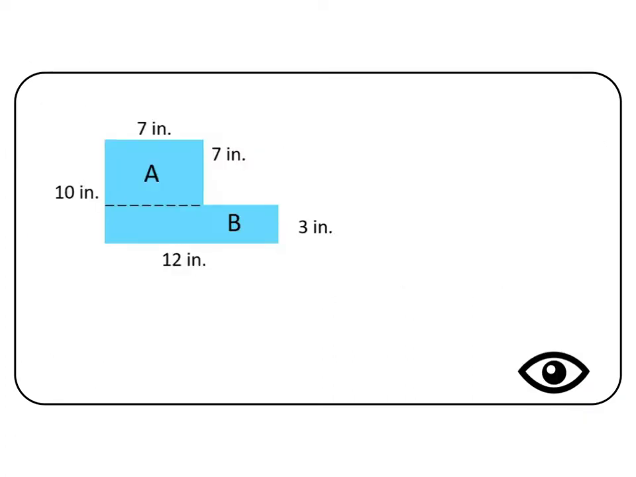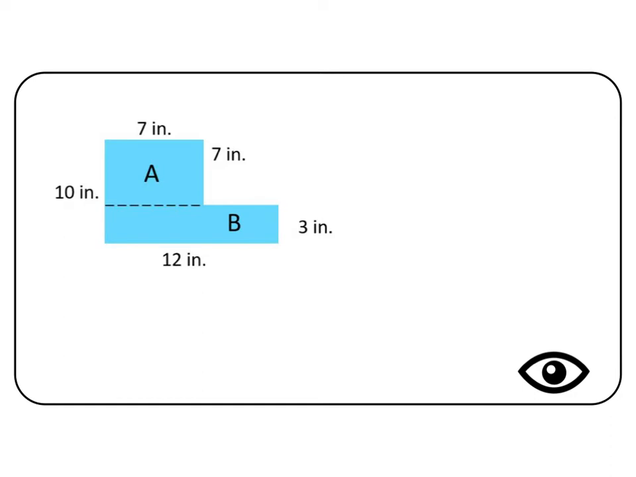All right, friends, today we're going to talk about composite shapes. Composite shapes are shapes that look like they might be two shapes, but they're stuck together into one. That makes finding the area and perimeter a little bit different. Let's do a problem where you watch me.